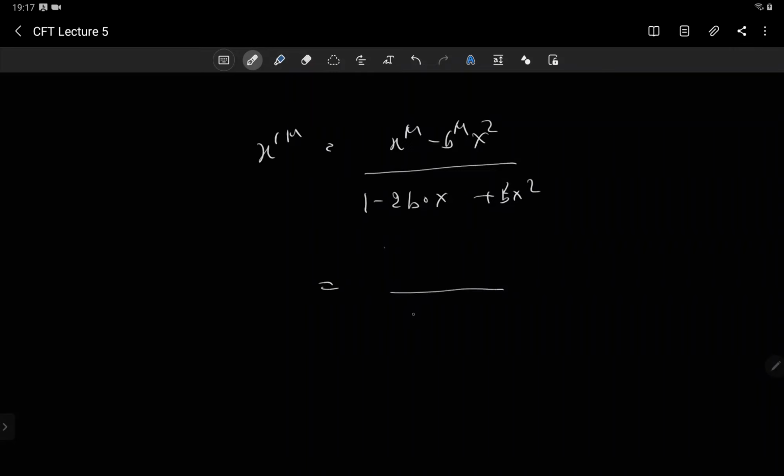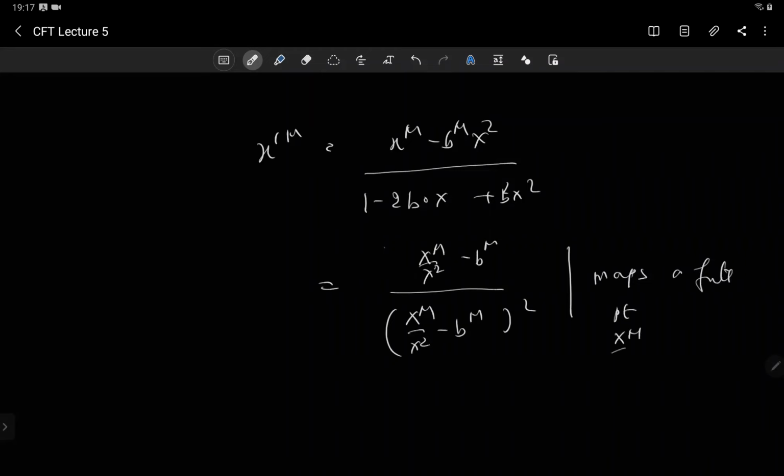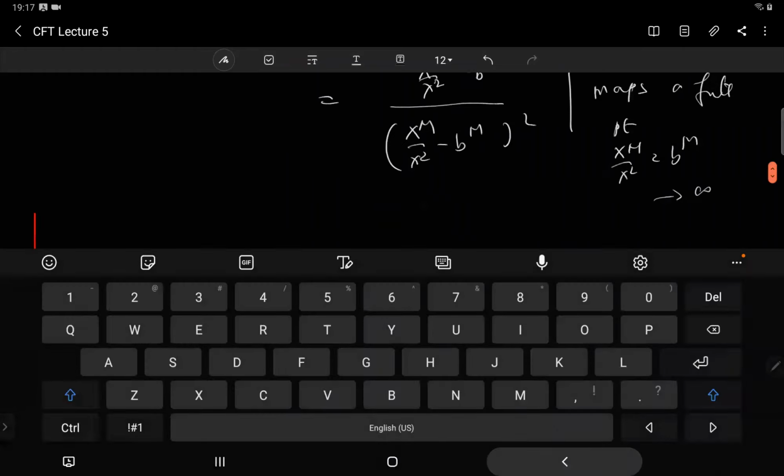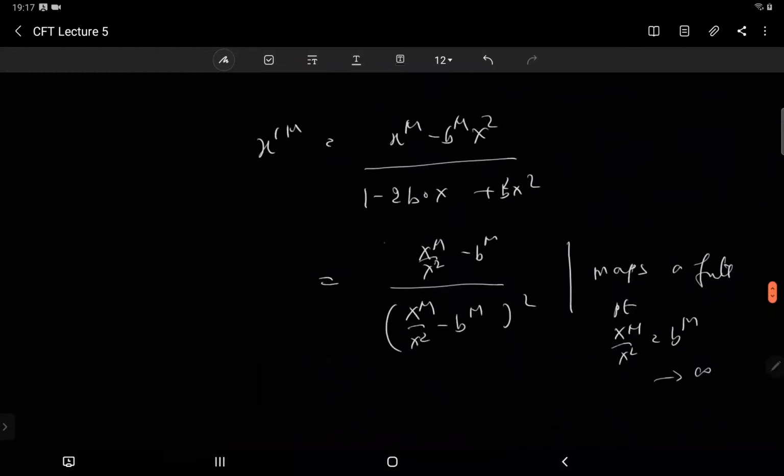So you can rewrite this in this form. You can write it as x mu minus x square minus b mu, the whole square over x mu by x square minus b mu. And we saw that this maps a finite point, that is x mu by x square equal to b mu, to infinity, because if you put x mu by x square equal to b mu, then you get x prime mu is equal to infinity.